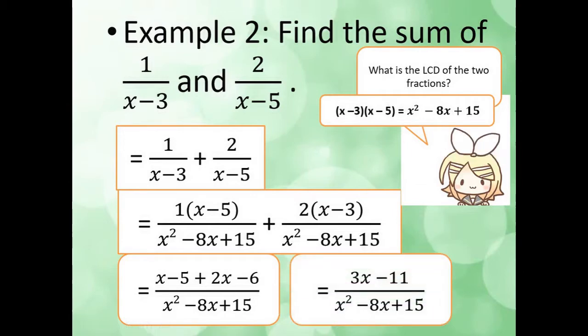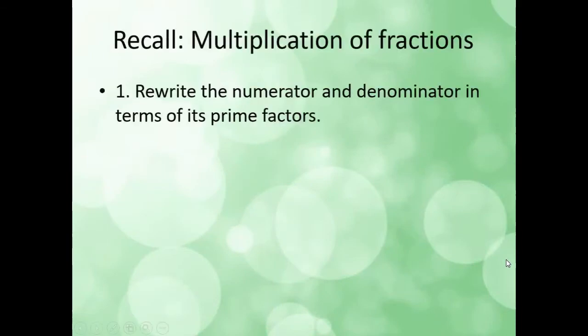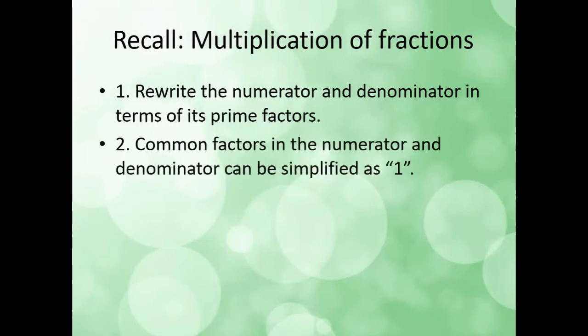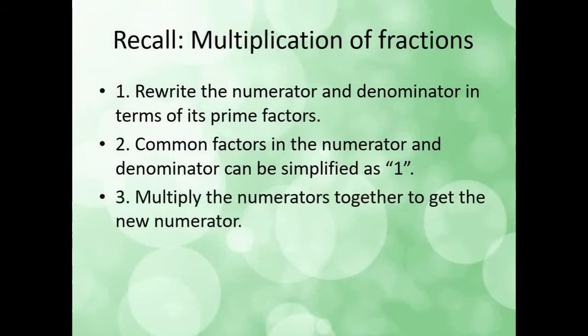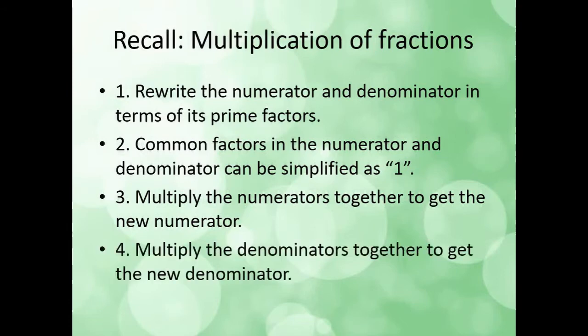Let's recall multiplication of fractions. Number 1. Rewrite the numerator and denominator in terms of its prime factors. Number 2. Common factors in the numerator and denominator can be simplified as 1. Number 3. Multiply the numerators together to get the numerator. Number 4. Multiply the denominators together to get the new denominator.